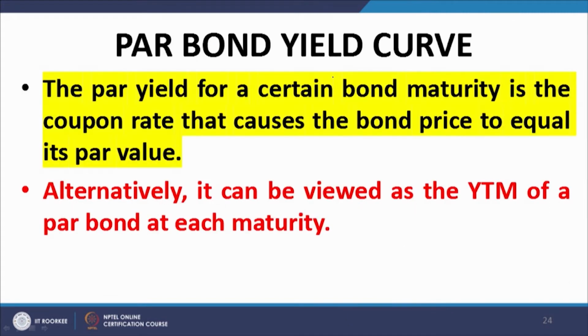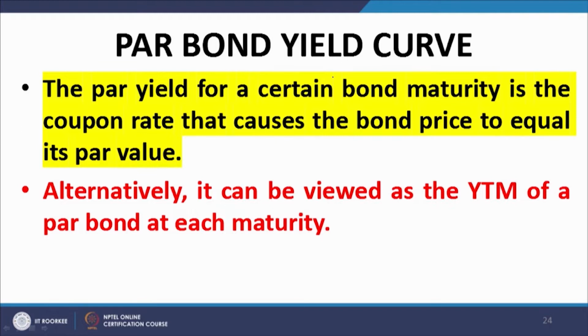Par bond yield curve. What is par rate? I mentioned a little bit about par rates in an earlier lecture. Let us recall, the par yield on a certain bond maturity is the coupon rate that causes the bond price to equal its par value. It is the hypothetical coupon rate, not the actual coupon rate, such that if that were the coupon rate on the given instrument, the instrument would be trading at par value.